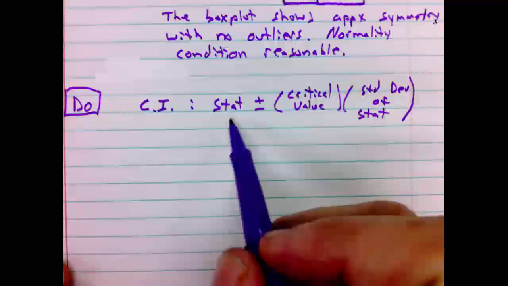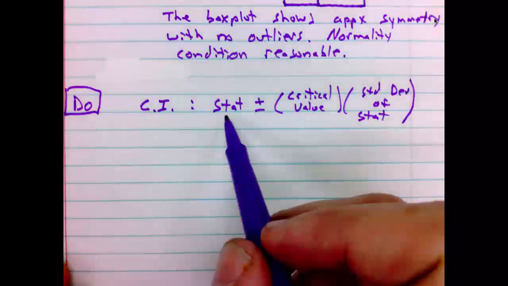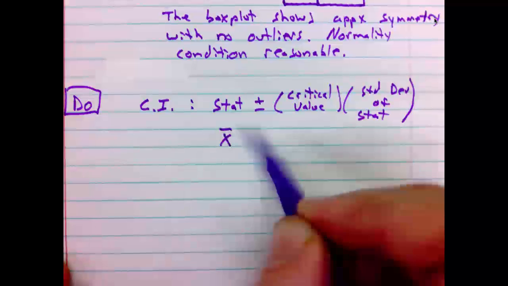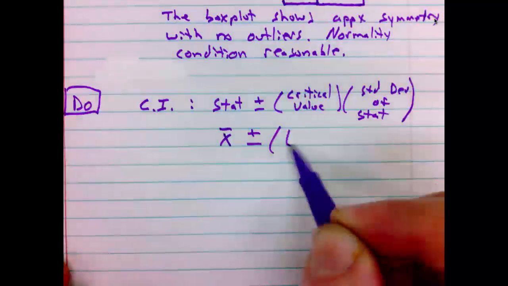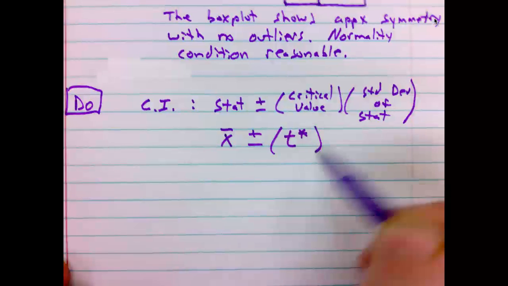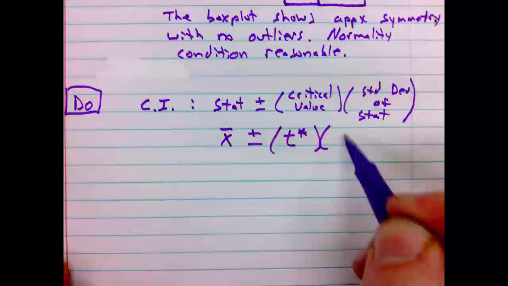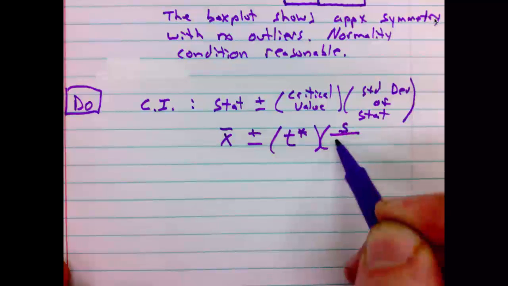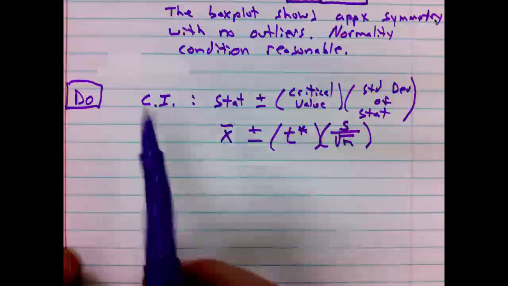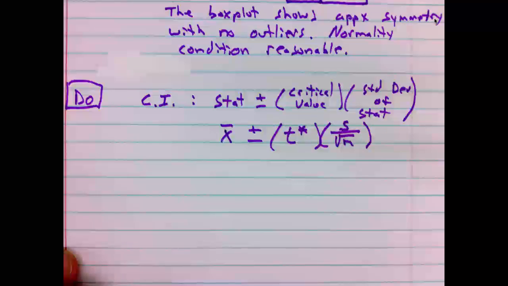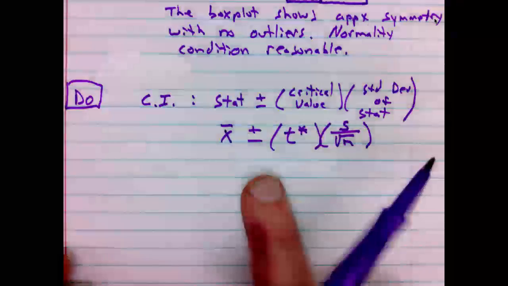So here we go. Our statistic, we're talking about mean. Our statistic is x bar plus or minus our critical value, t star, times the standard deviation of the stat, which is the sample standard deviation divided by the square root of n. So we went from the words on the formula chart to the symbology. Now let's come up with these values.